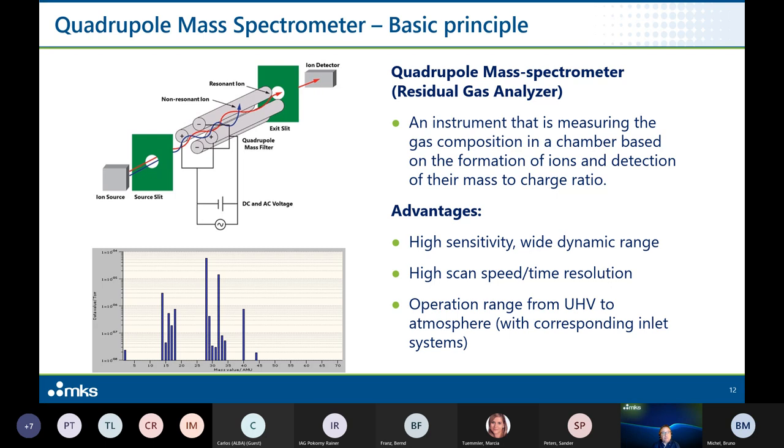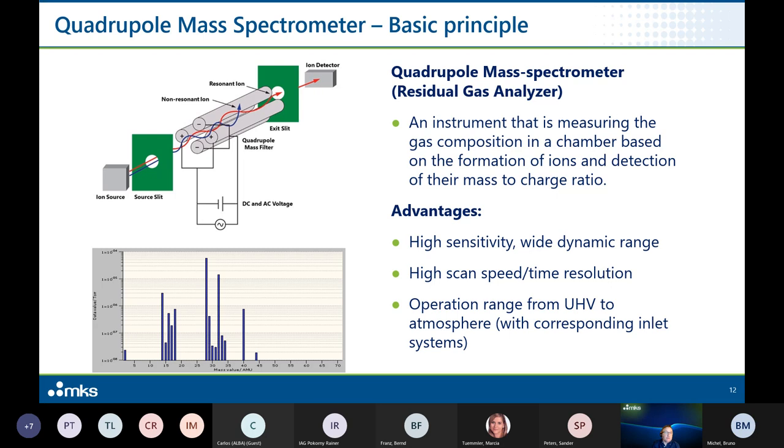And as I said, the advantage is it's highly sensitive and operates in a wide dynamic range. It can have a high scan speed, or resolution in terms of time, and it can operate from ultra high vacuum up to atmosphere. But it needs a corresponding inlet system, because the whole concept works only at pressures below 10 to minus 4 millibar. So if you want to use the system at a higher pressure, you need to add a pressure reduction or an inlet system.